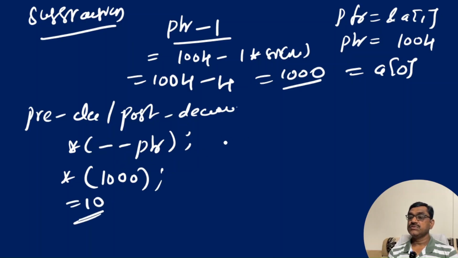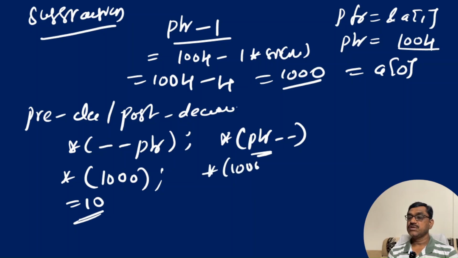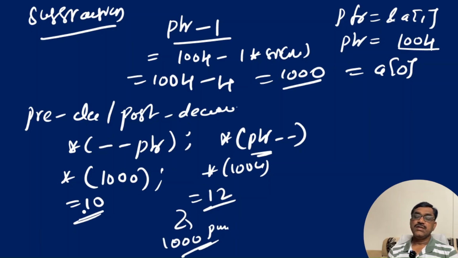When you use the variable like star of PTR minus minus, if the PTR value is 1004, first it is going to retrieve from 1004. That means it is going to give the value 12. After that, PTR is decremented and the value it contains is 1000. This is the way of performing post-decrementation and pre-decrementation on pointers.